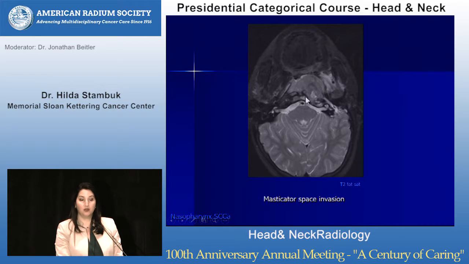Now, this is a very advanced tumor. It's a big tumor, skull base invasion, beyond the pharyngobasilar fascia into the parapharyngeal fat, but also into the pterygoid muscles and a little bit in the masseter. This is very advanced stage.